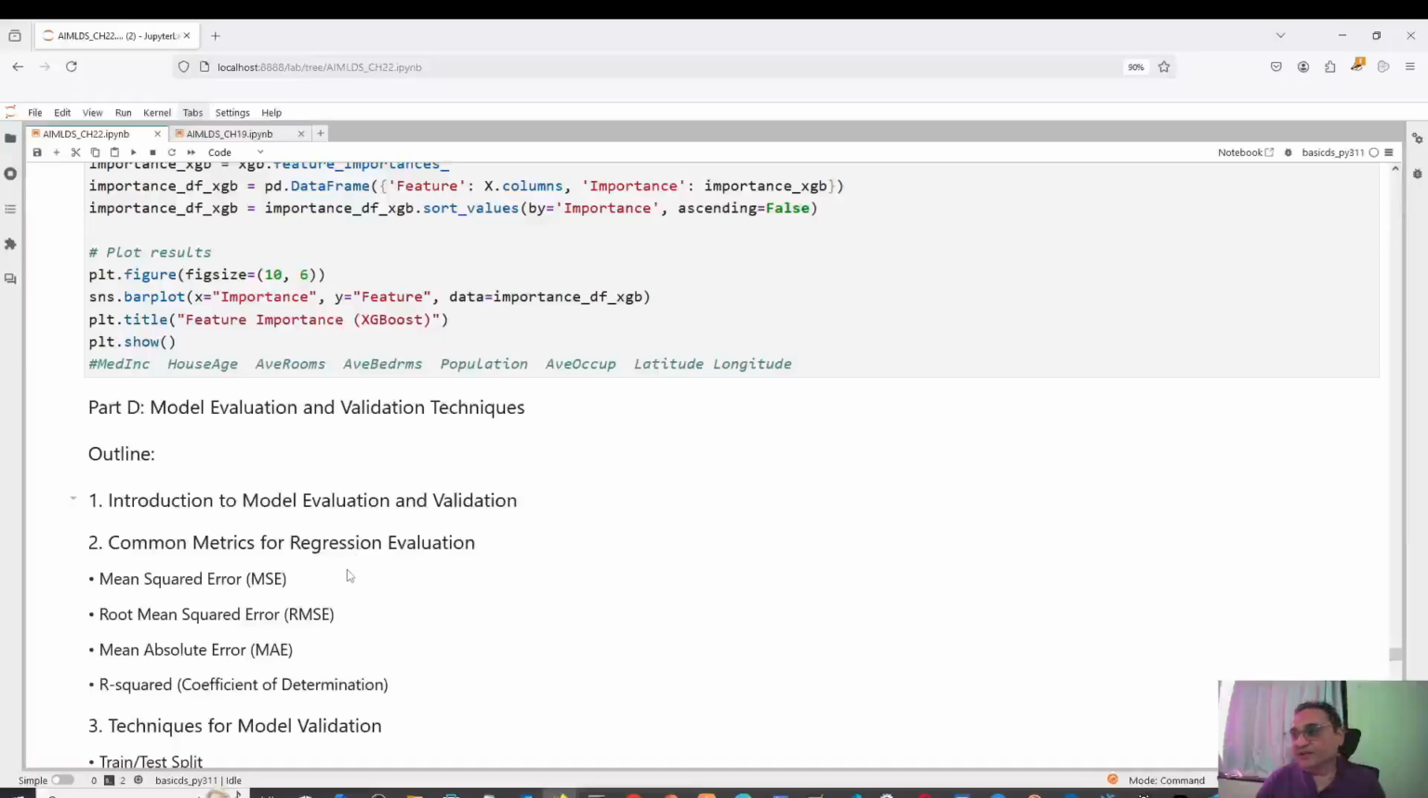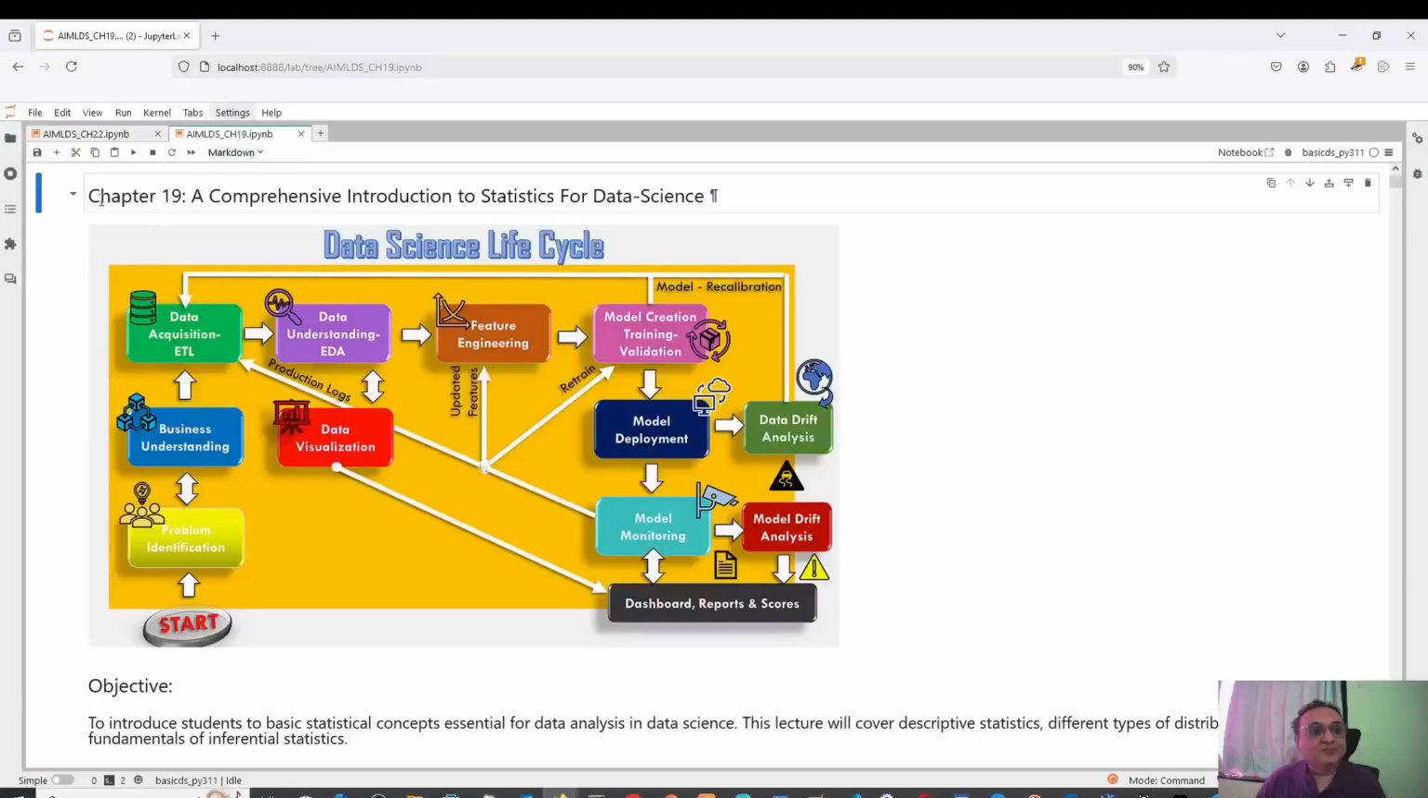Hello and welcome to the 10th lecture in the 22nd chapter of our comprehensive course on AI, ML and DS. Now here we want to talk about model creation, training and validation. This is part of our data science life cycle.